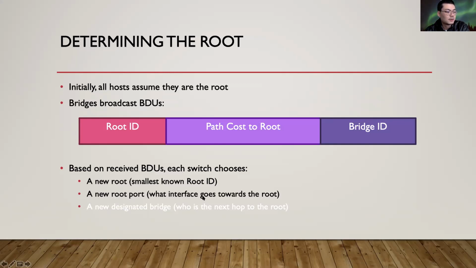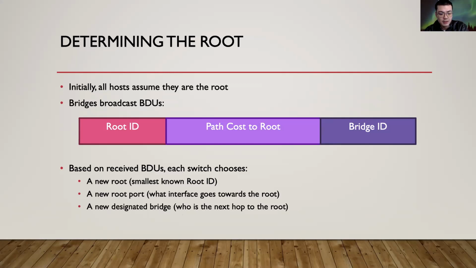So which interface goes towards the root? It's basically the next bridge on the tree edge going out of my current bridge. And a new designated bridge, so who is the next hop to send to? I think it's still helpful if you go to the tree structure.